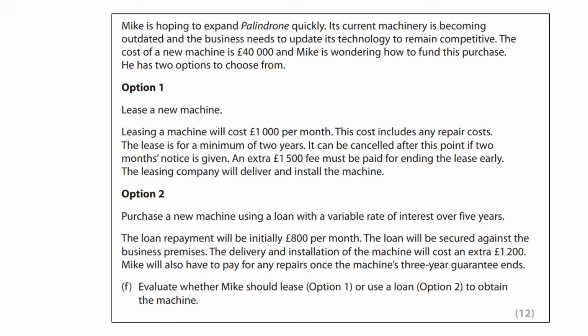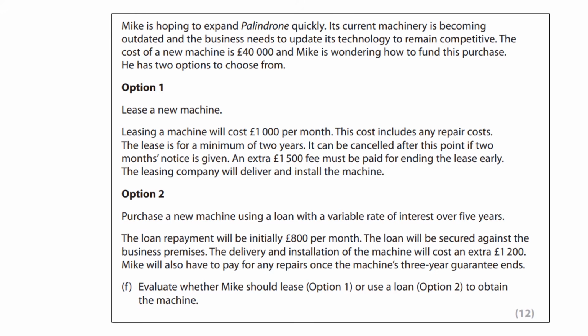Option 1, lease a new machine. Leasing a machine will cost £1,000 per month. This cost includes any repair costs. The lease is for a minimum of 2 years. It can be cancelled after this point if 2 months' notice is given. An extra £1,500 fee must be paid for ending the lease early. The leasing company will deliver and install the machine.